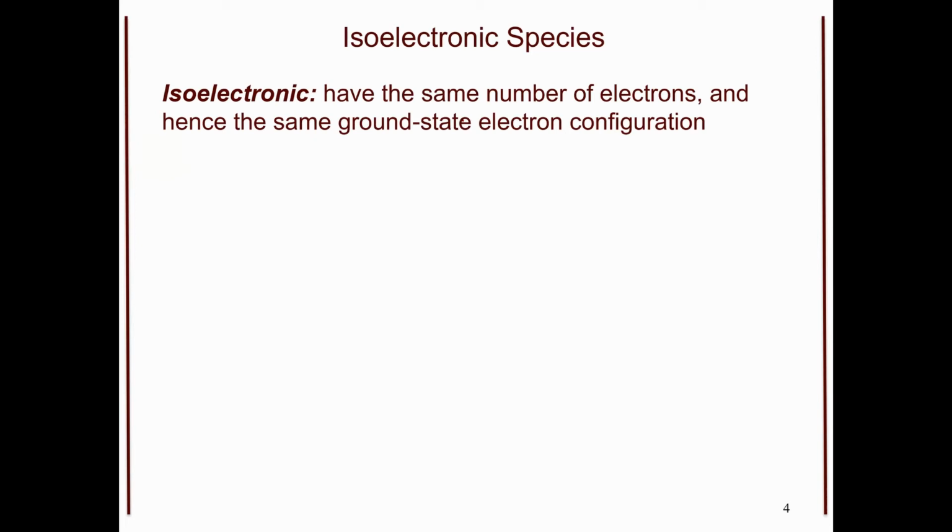This means that species with different charges might have the same number of electrons, and thus we can call them isoelectronic. So let's look at sodium plus. As we saw in our previous example, it has the same electron configuration as neon. Aluminum as a 3+ cation also has that same electron configuration.